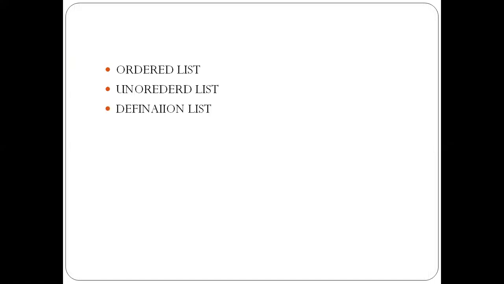There are three types of list in HTML. First is ordered list, second is unordered list, and third is definition list. Okay, so these are the three types of list in HTML5 or HTML: ordered list, unordered list, and definition list.